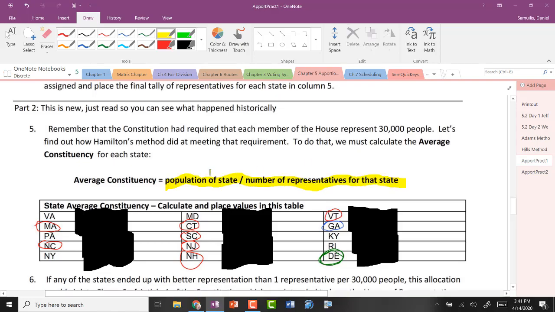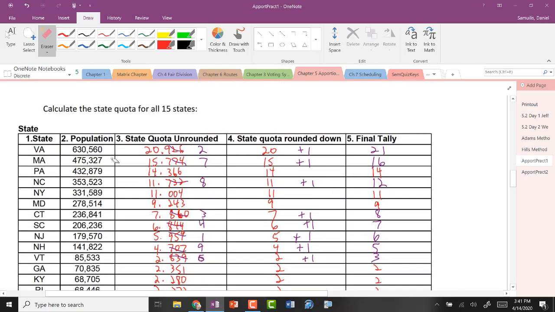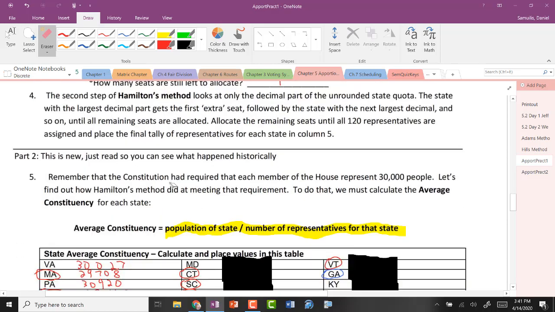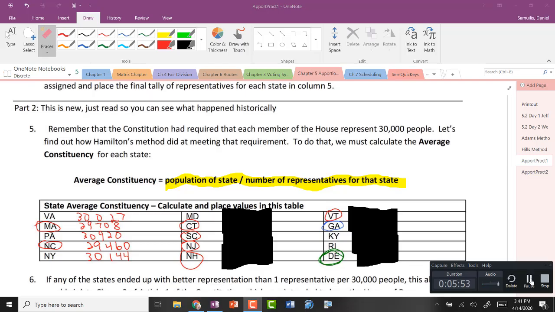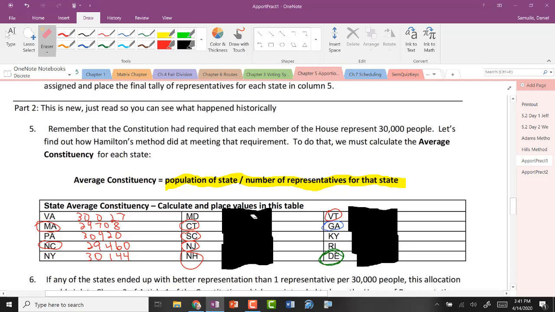So what you should have done is gone through and calculated what the average state constituency would be. Basically what you do is take this total amount of people divided by this 21, and that's where we get that 30,027. So that means each representative for Virginia would represent 30,027 people. Okay, so you go along and keep doing that.